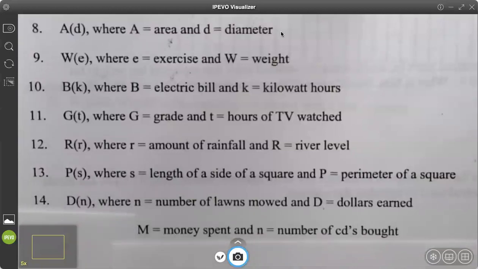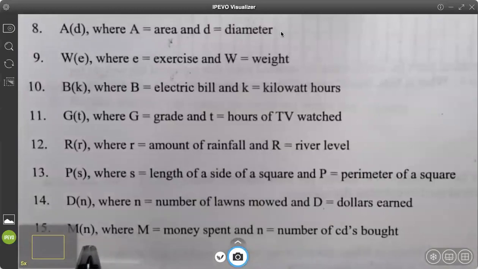Money spent and number of CDs bought. Try that one in function notation. Does how much money you spend depend on how many CDs you buy? Yes. How much money you spend depends on the number of CDs you bought. The more CDs you bought, the more money you spent. So money spent is a function of number of CDs bought.